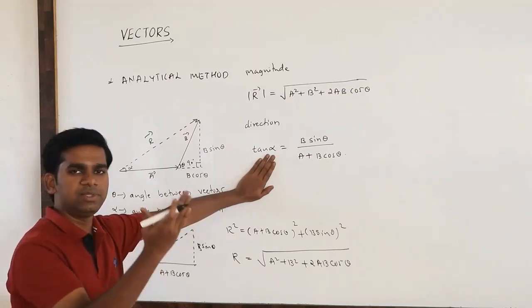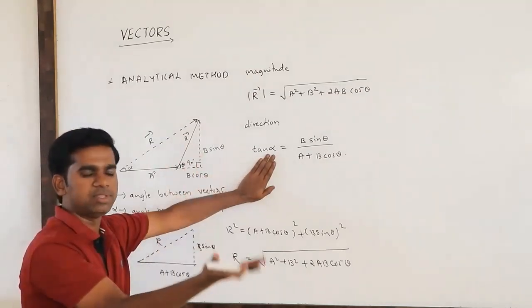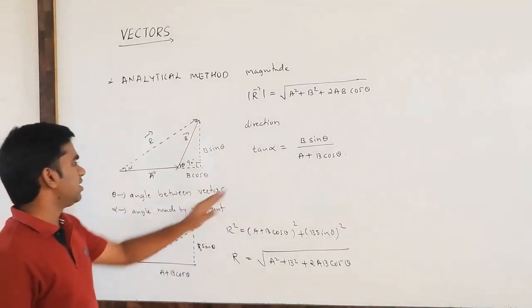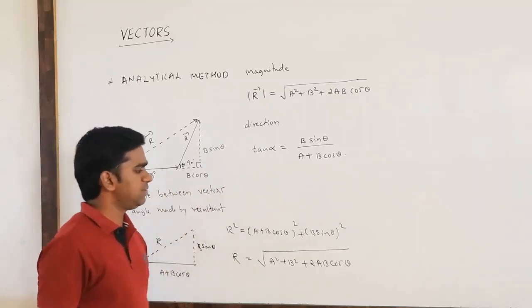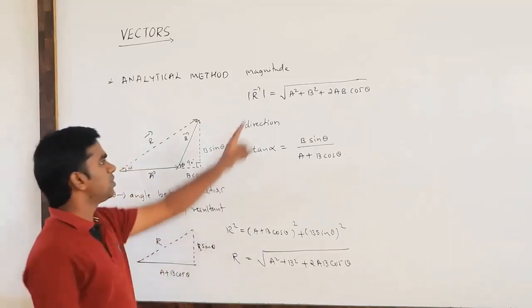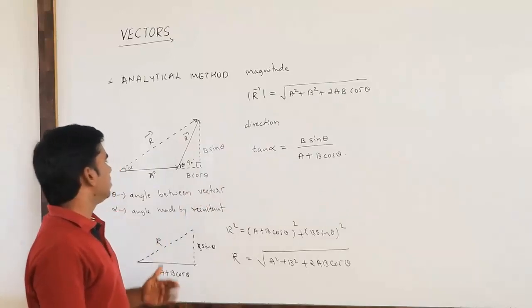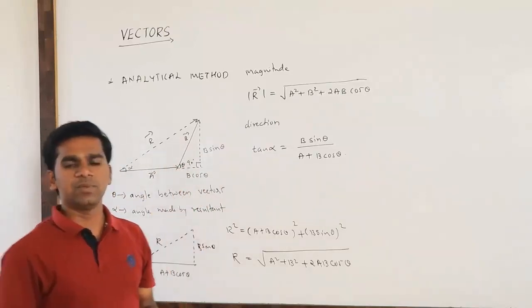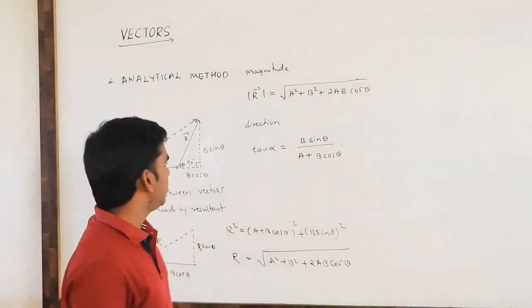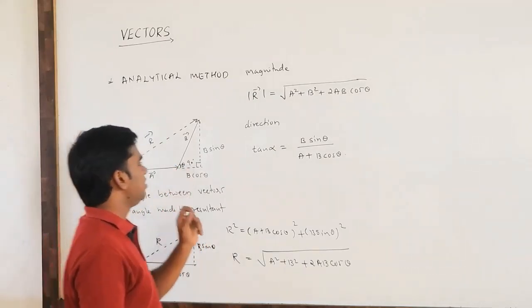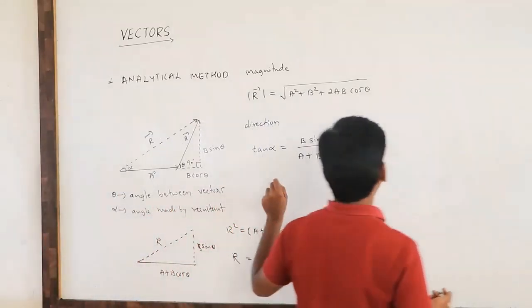That means with what angle it is moving, with the horizontal or with another vector. Vector may be A or B, whichever you take. Okay, so this is the resultant. Then you may ask, can we use the same formula for subtraction also? It may not happen like that. We will see what will happen exactly.